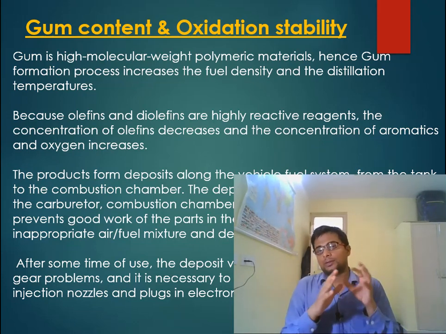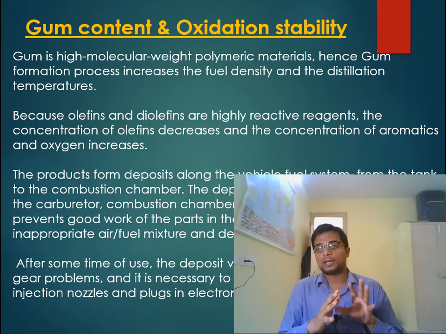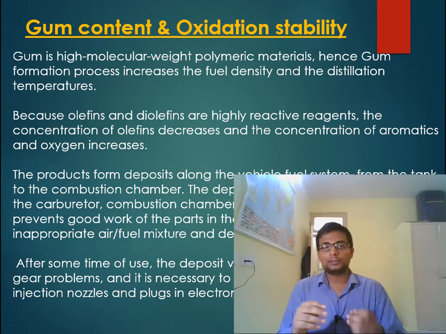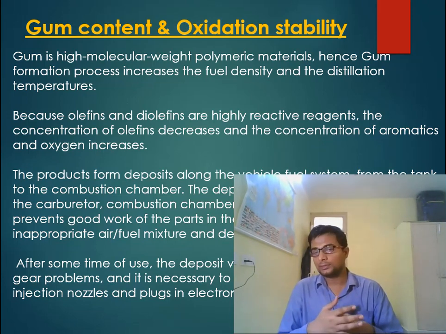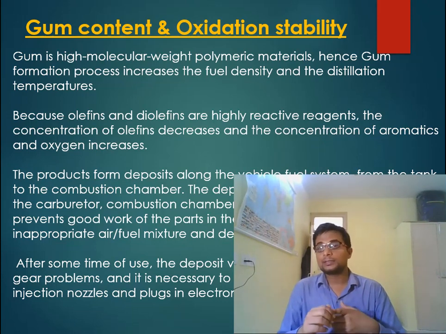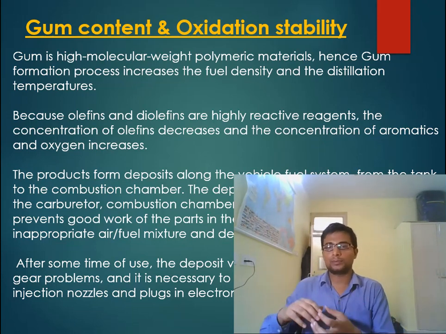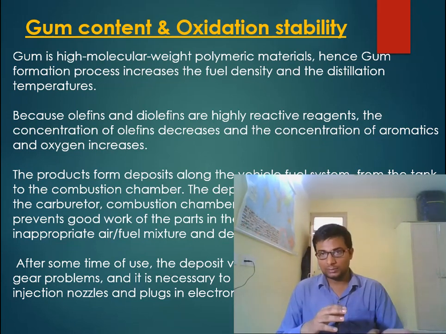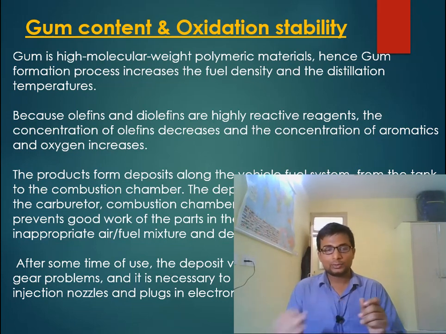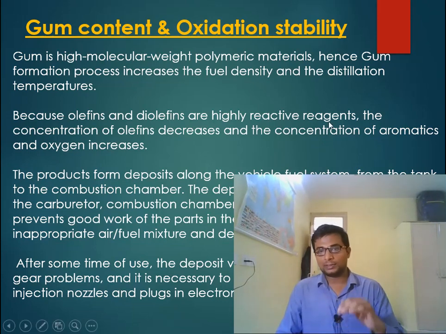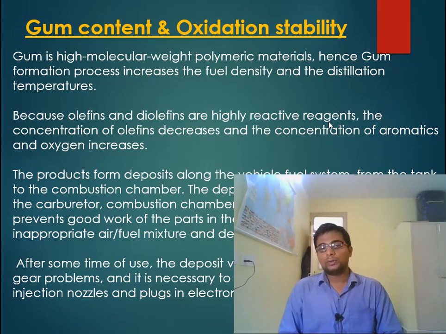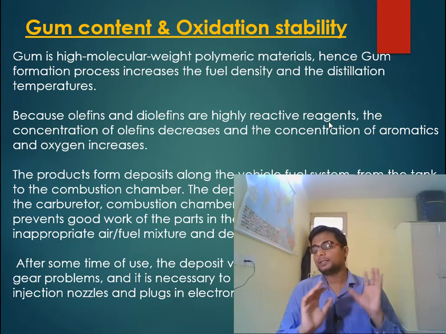So basically, gum, as I discussed, is a highly polymeric material. It is aromatic in nature, substituted aromatic in nature, and because of that, whenever gum forms, the petrol density will increase, as well as the distillation temperature, because it is forming heavier molecules which otherwise should not remain in petrol. So olefins content and diolefins content will reduce, because in petrol, olefins and diolefins are very reactive.